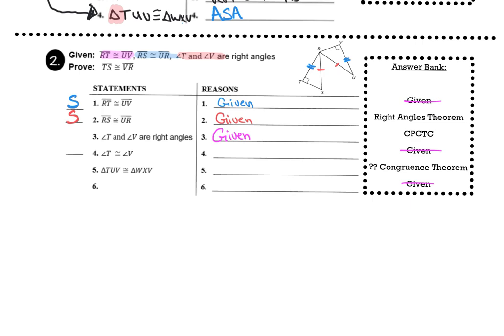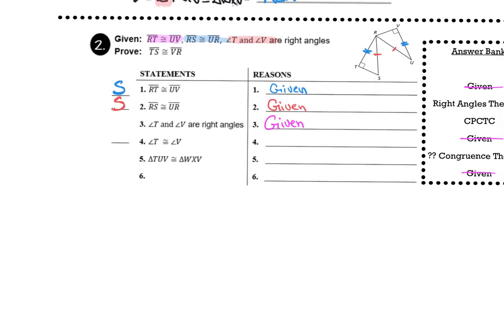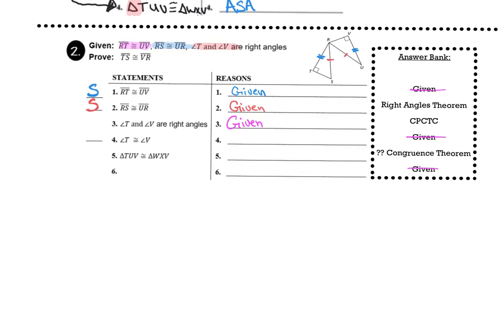And then it says that angle T is congruent to angle V. Well, we know that's true because they're both right angles. That is not given, but I just said they're right angles. Therefore, that is the right angle theorem. And so we'll mark that out of our word box. Now let's see the next. Is that talking about angles or sides? You should be able to tell me that's talking about angles.